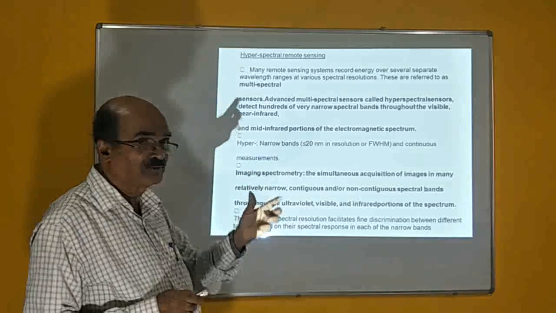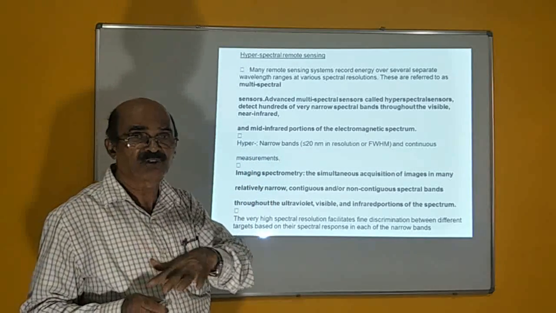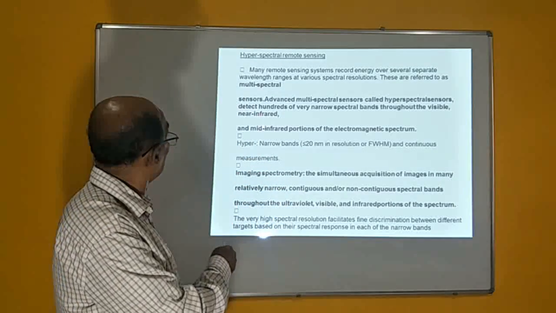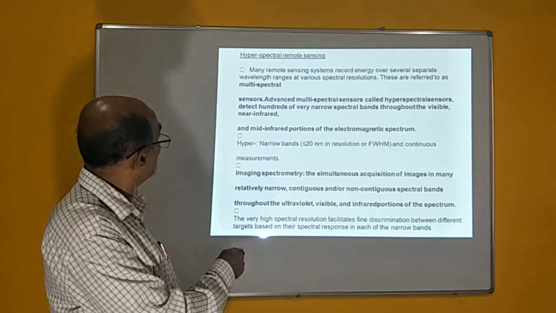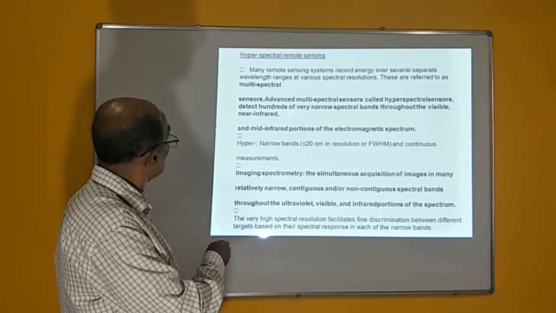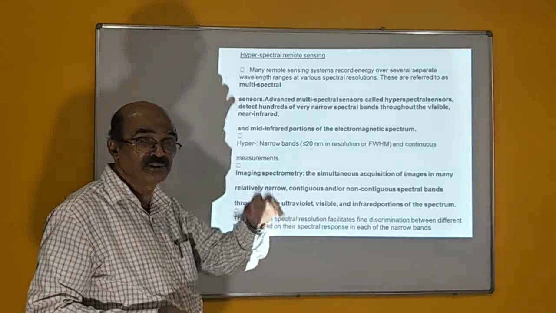There is no break between the bands. That means if it starts at 400, it ends at 2500, and we can gather the required information with very, very narrow bands. And here the advanced multispectral sensors called hyperspectral sensors, which detect hundreds of very narrow spectral bands throughout the visible and near infrared.